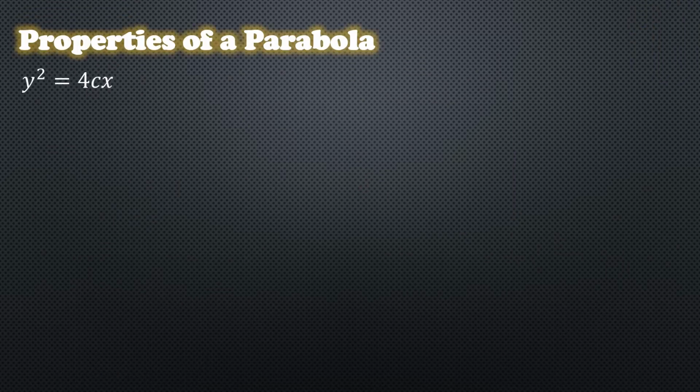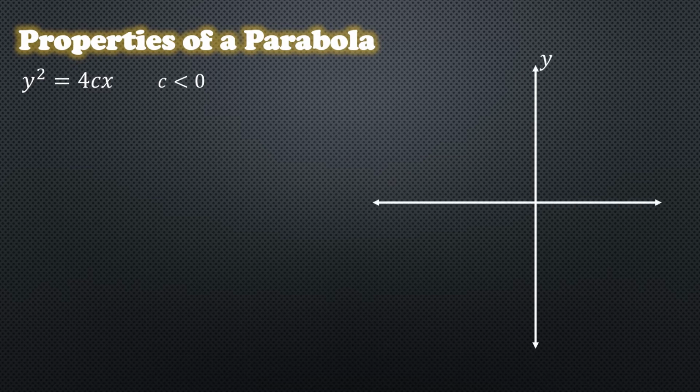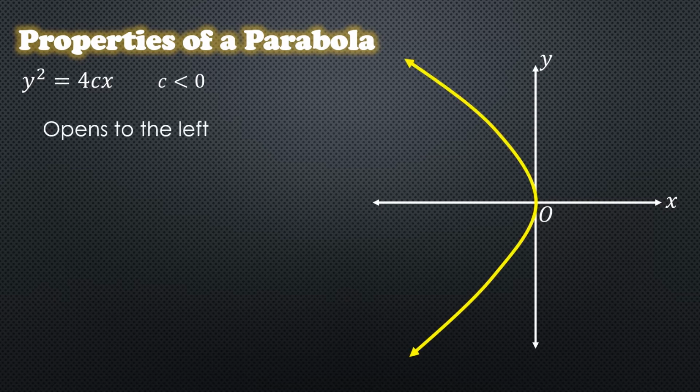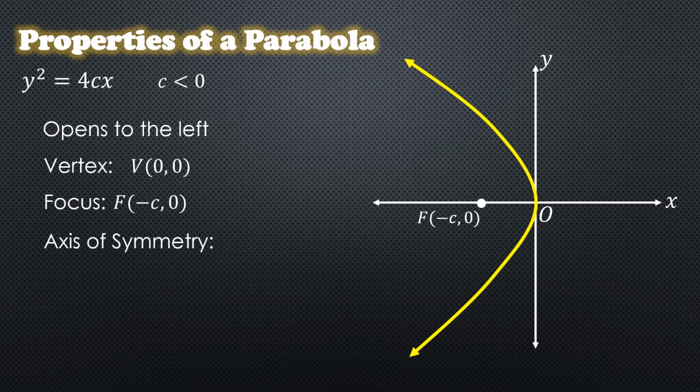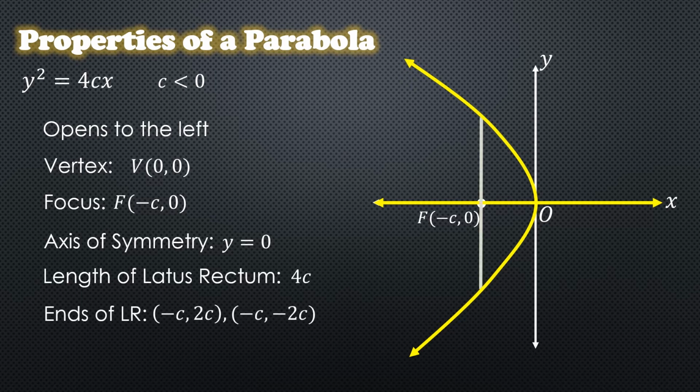Let us continue with the properties of the parabola, this time with the equation y squared is equal to 4cx when c is less than 0 or c is negative. The parabola opens to the left. The vertex is at the origin, and the focus is c units to the left of the vertex. Hence, the coordinates will be (negative c, 0). The axis of symmetry is the line y is equal to 0. So, the parabola is symmetric about the x-axis. The length of latus rectum is still 4c, and the ends of the latus rectum will be at (negative c, 2c) and (negative c, negative 2c). The directrix is the line x is equal to c.